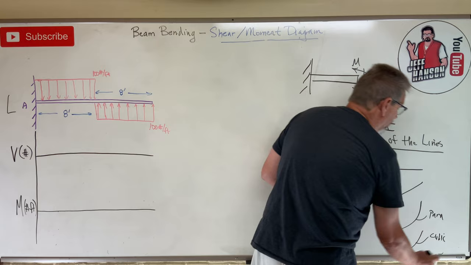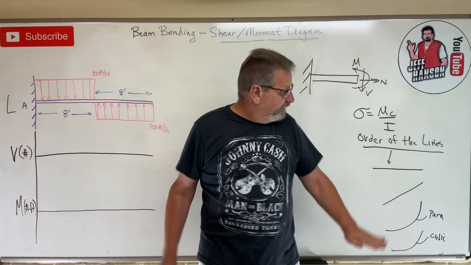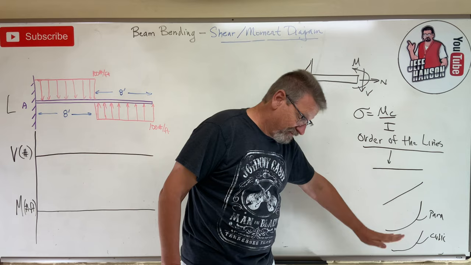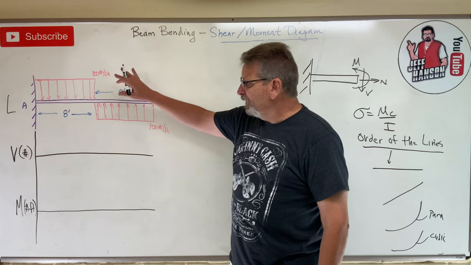Okay? So this right here tells me if I have that line on the top graph, then the next graph down is going to have that. If I have that, then the next graph down is going to have that. If I have that, the next graph, so on and so forth. If you can remember that, the order of the lines, you'll always get these shapes right.